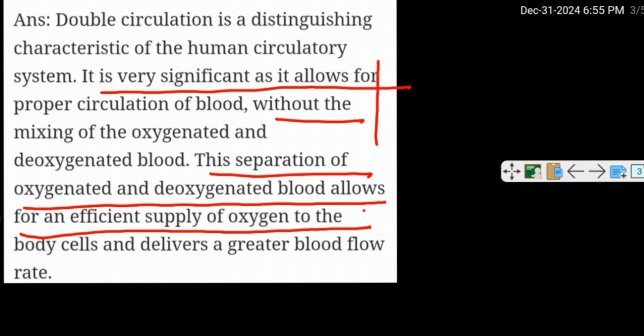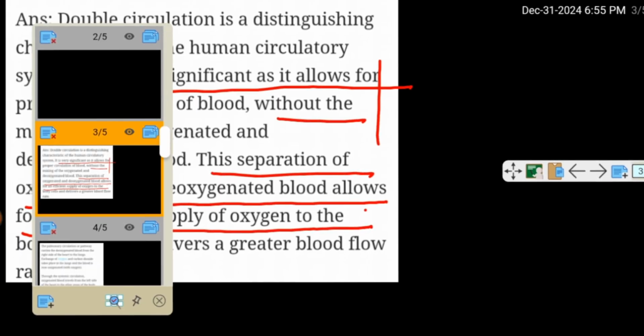And the blood flow, the rate of the blood flow has to be higher, and to achieve that we are having double circulatory system. The circulation is 2 times. Now apart from this, we will also discuss the mechanism. This was just the significance.